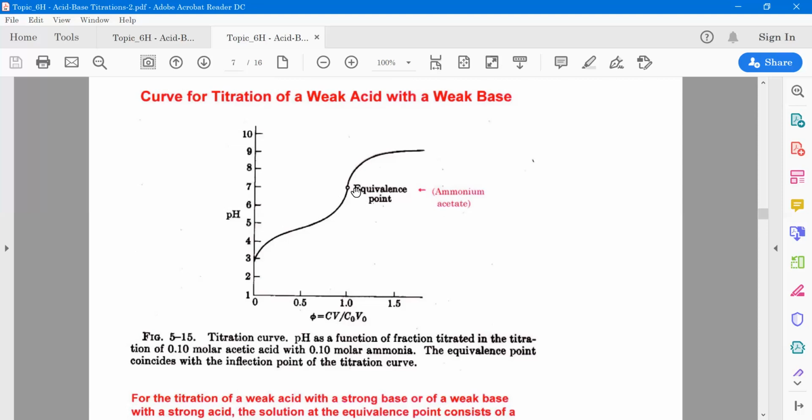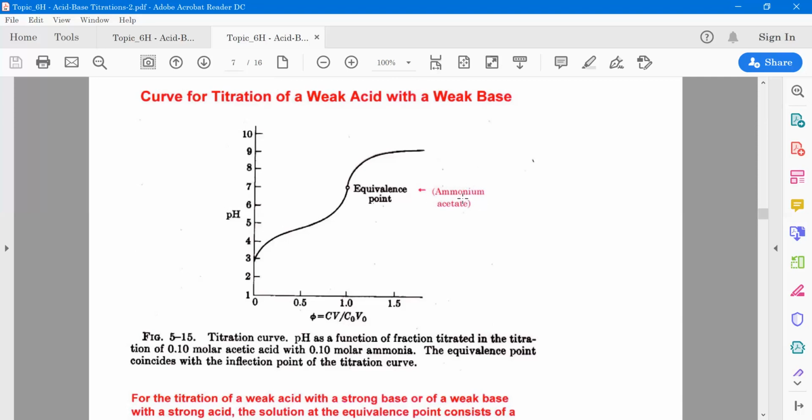Okay, we started with acetic acid, we titrated with ammonia. The ammonia, as it reacts with the acetic acid, is being converted to its conjugate acid, which is the ammonium ion, and the acetic acid is being converted to its conjugate base, which is the acetate ion. So what we have is a solution only of ammonium acetate and no other ions.